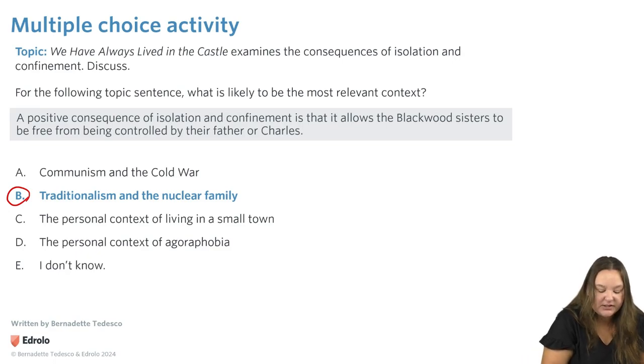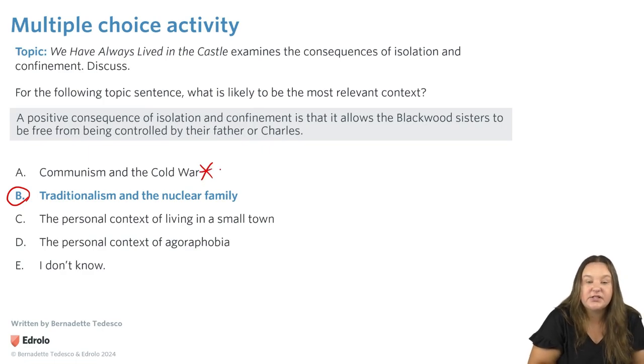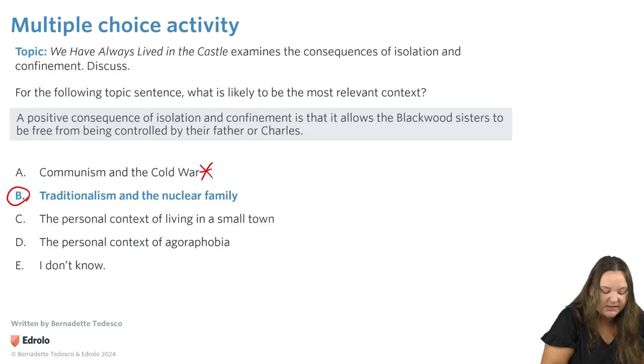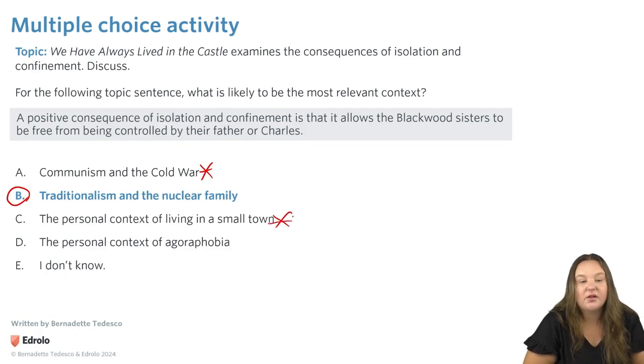This is not related to communism and the Cold War. It's not talking about hysteria or fear. It's not even talking about financial or economic imbalances, so it's not related to that. It's not related to the personal context of living in a small town. There's really no mention of the town within this body paragraph. This is something that's relevant for a different body paragraph where we're talking about the villagers, but this particular idea doesn't relate to that at all.